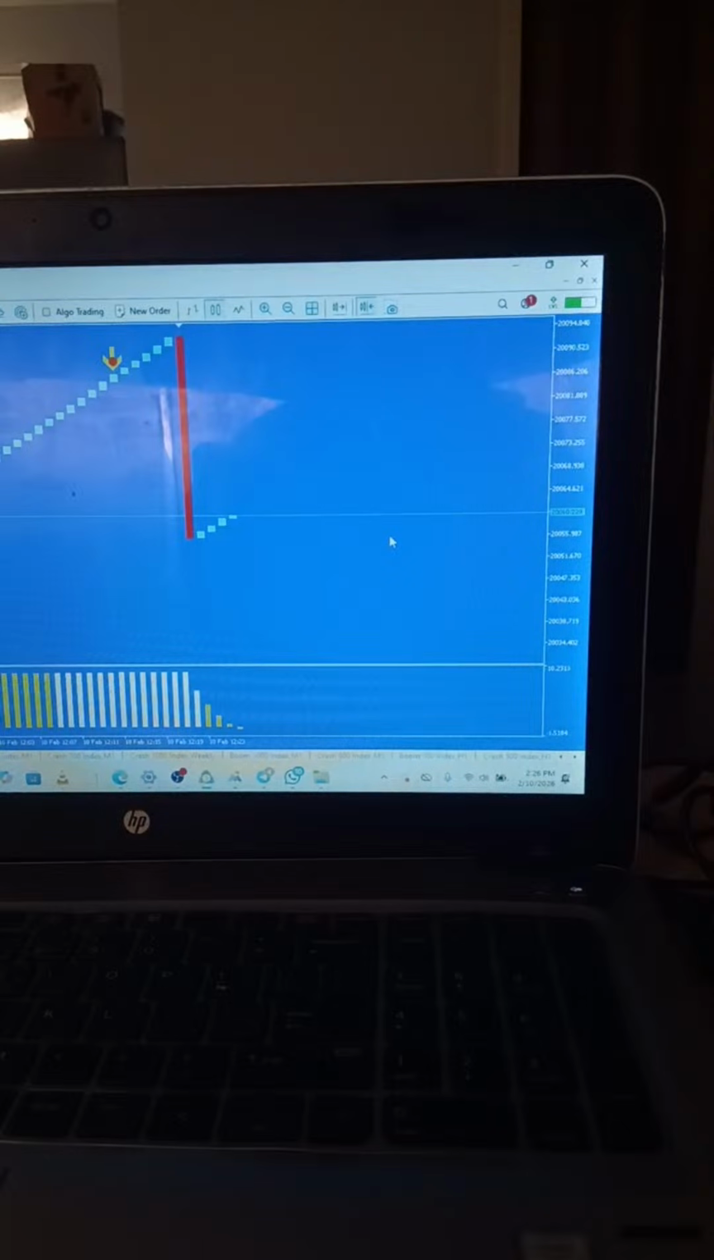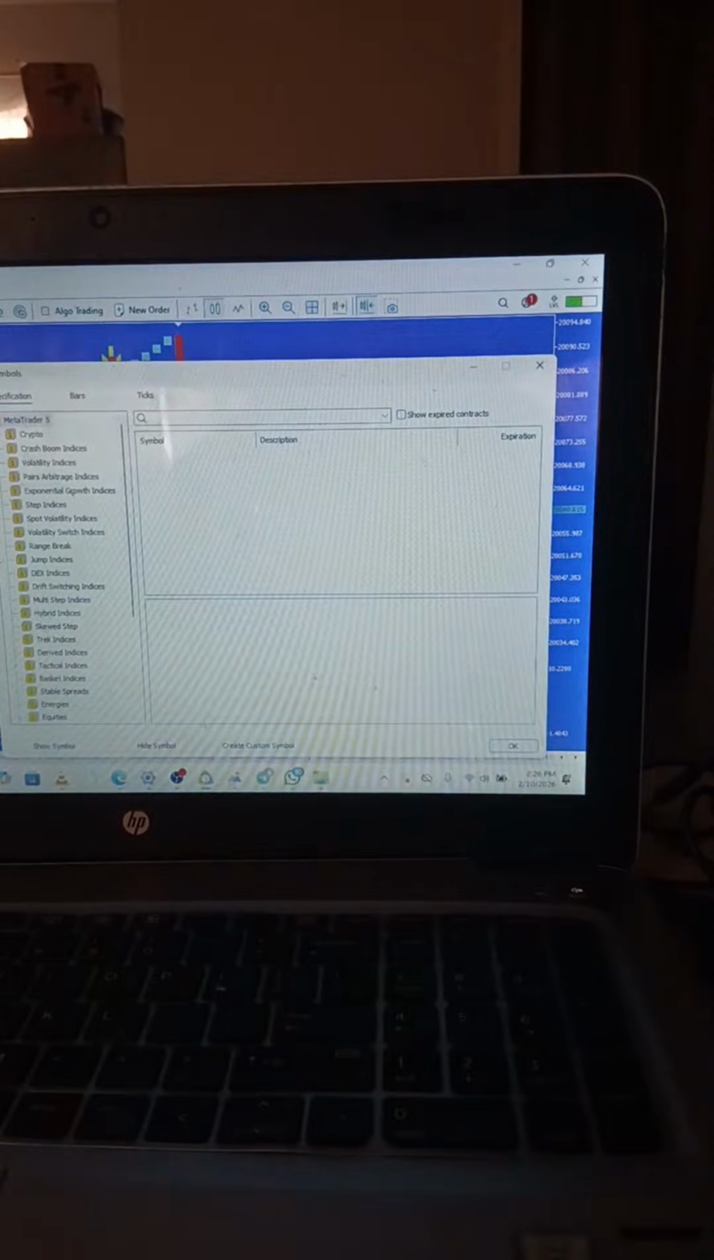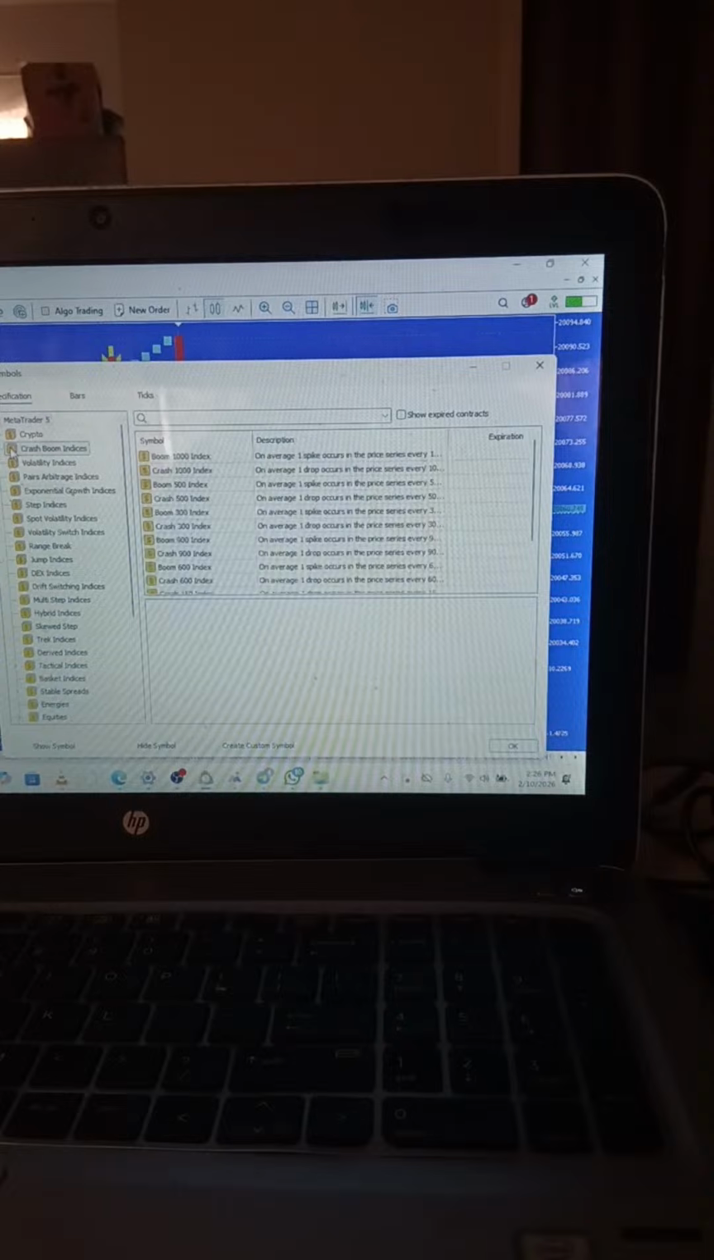Someone is saying, what is the Crash 900 name on MT5? Because I'm searching for it and I can't find it. Most people do not know this. If you go here where there's a money icon, show symbol list, that's when you click. When you click it, you go to Boom Crash, you search here on MetaTrader 5 for Boom Crash. If you don't tick it here, you're not going to see it. I didn't tick these two.